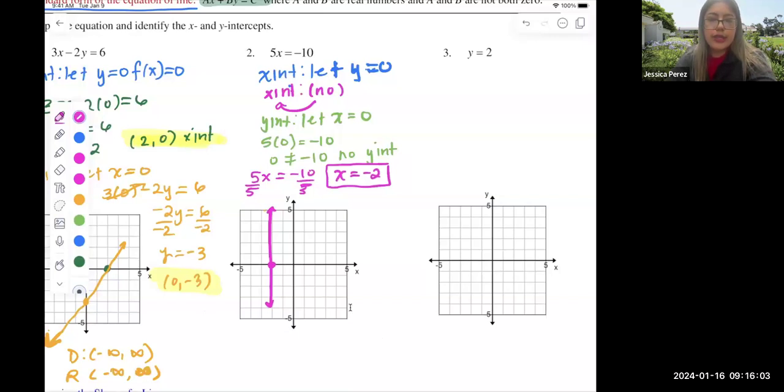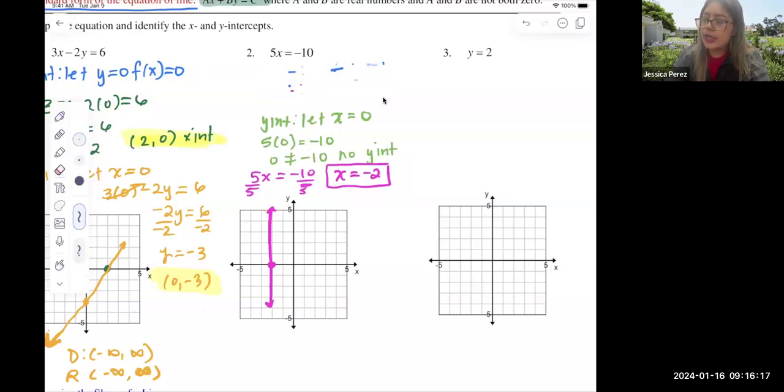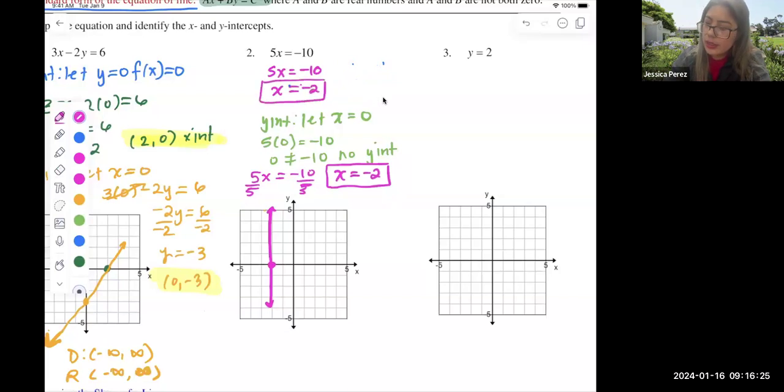When you're finding the x-intercept, you are looking for y being 0. There's no y component. So then let's fix that, because we found x to be -2. What does that tell me? That you want to solve for x. So 5x equals -10, x equals -2, and that's your x-intercept.